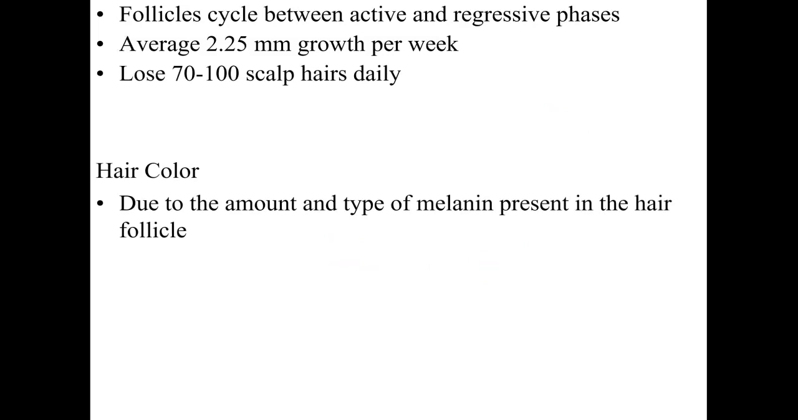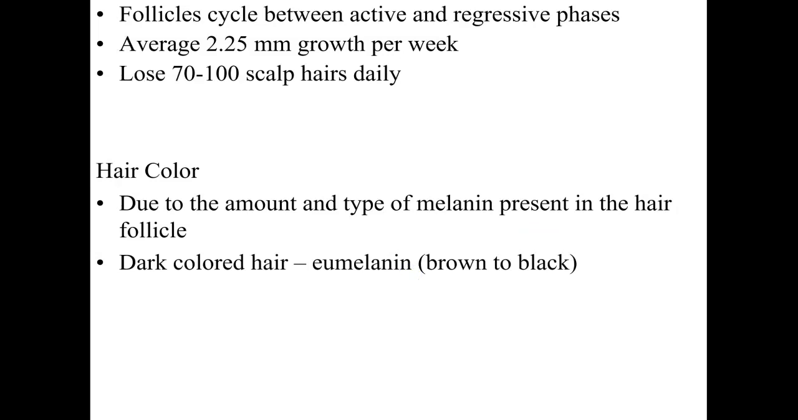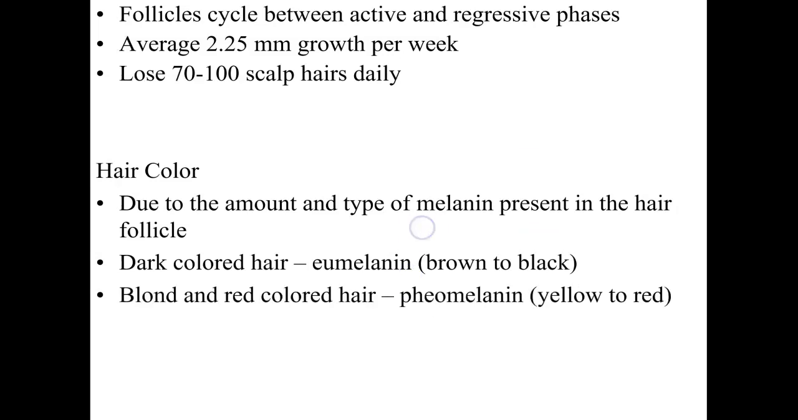Hair color could be due to the amount and type of melanin present in the follicle. So remember, you have the eumelanin, it's going to create the dark hair, and you can have the pheomelanin, which can create the lighter color hairs. So dark color, like we said, brown to black, eumelanin. Blonde or red color is going to be the pheomelanin.